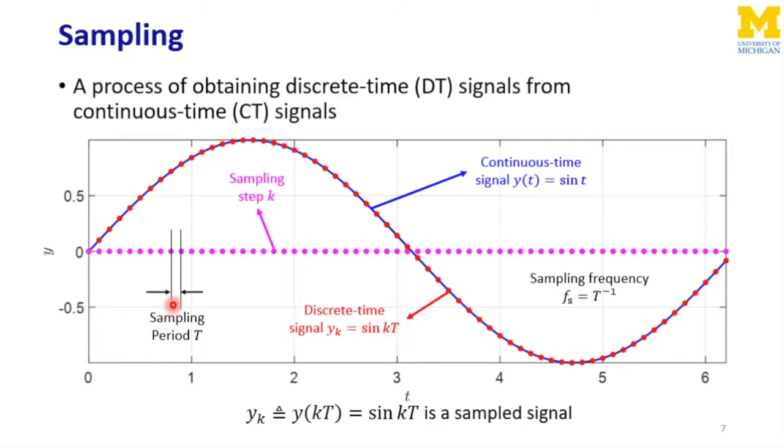The sampling period is the time between the two samples, and it's shown here. And the sampling frequency is the inverse of the sampling period. Finally, we call this index k, shown here in these pink dots, the sampling step or just the step. And the discrete time signal at the kth step is y sub k.